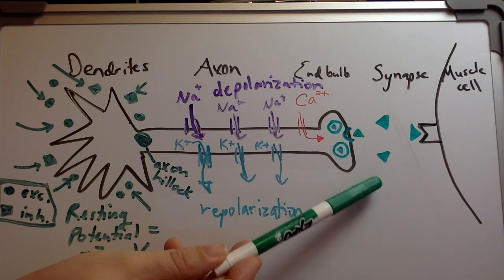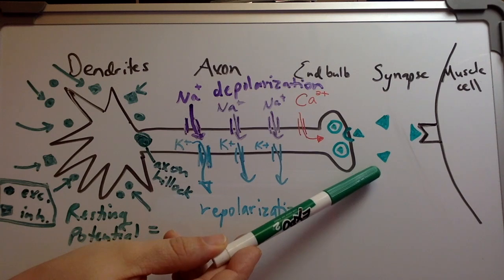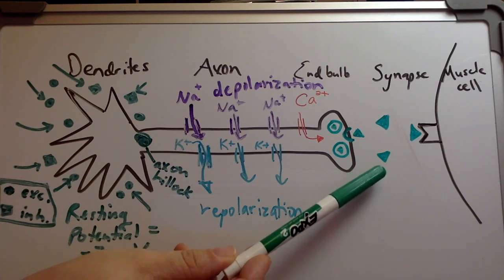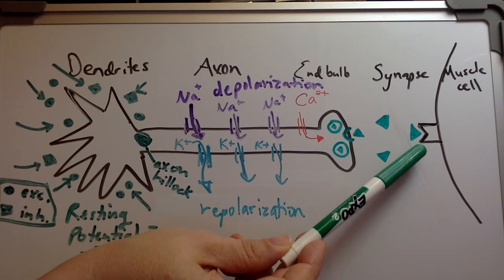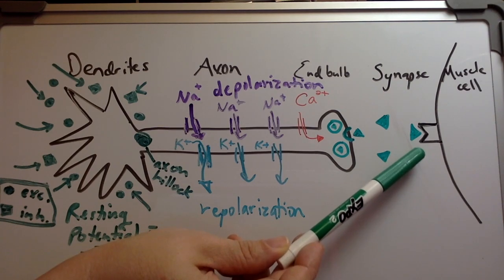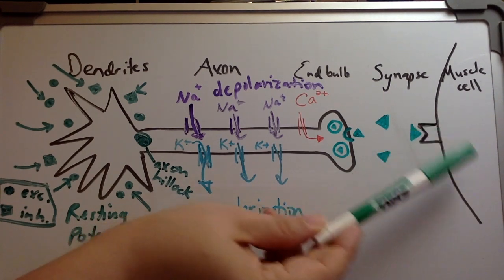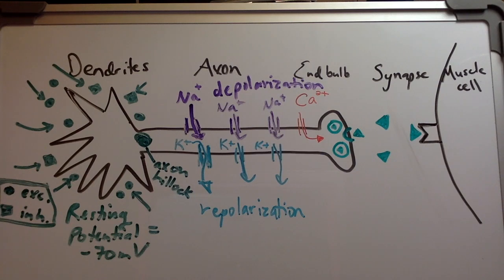And now the neurotransmitters are floating in the synapse. And the neurotransmitters can then bind to the receptor on the next cell, the receiving cell, and that will cause whatever stimulation to make the next cell activate. So this is what's called an action potential, this whole process of receiving stimulation and depolarizing and repolarizing the axon until release of neurotransmitters into the synapse.